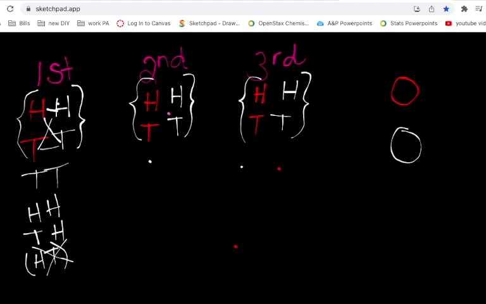Same thing with your second flip, you can get tails, tails. You can get tails, heads, which is the same thing as heads, tails, we don't care. Or we could get heads, heads.